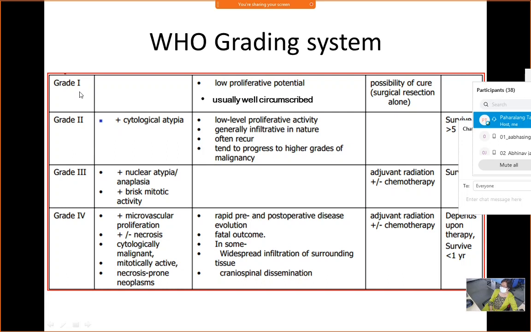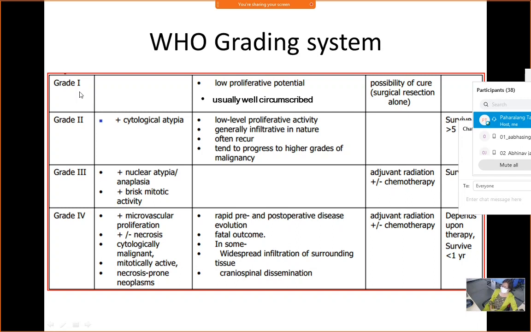As a pathologist, if you give me a bit from a low-grade tumor, I might be able to tell you that this could be a reactive gliosis or this could be a low-grade tumor. Kindly correlate with the clinical symptoms and the radiologic picture. I cannot outright tell.